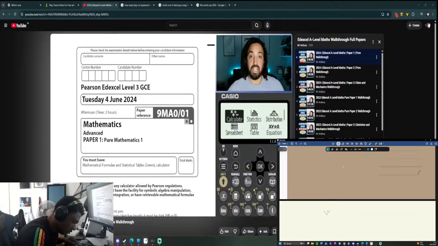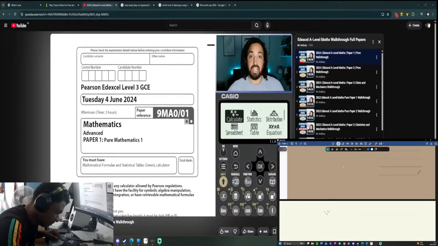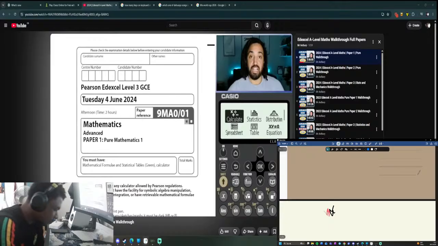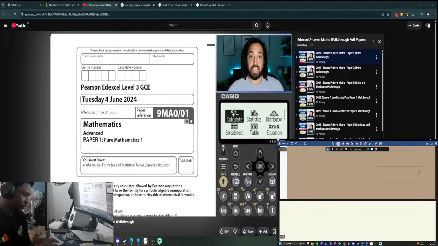How do you use this again? Where's the eraser? What is it? Nope. This is the pen. This is the pencil. This is the eraser. Okay.